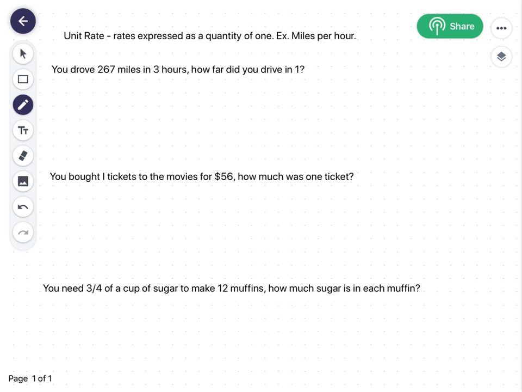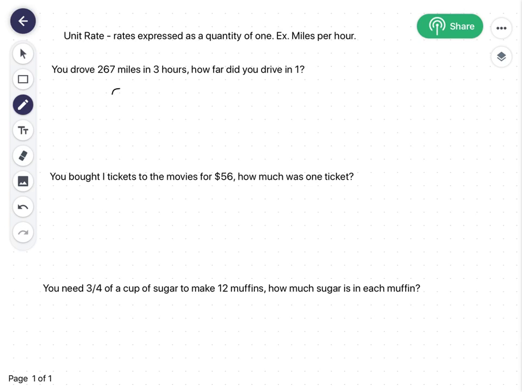So 2.1 is about unit rate, and that is what you talk about when you have a rate expressed as a quantity of 1. An example of that would be miles per hour. How many miles per 1 hour? When we were doing the breakout, it was how much does 1 can of pop cost in the case. Okay, so I have 3 examples here on the screen. You drove 267 miles in 3 hours. How far did you drive in 1? Again, this is a unit rate because we're trying to find out a rate expressed as a quantity of 1.